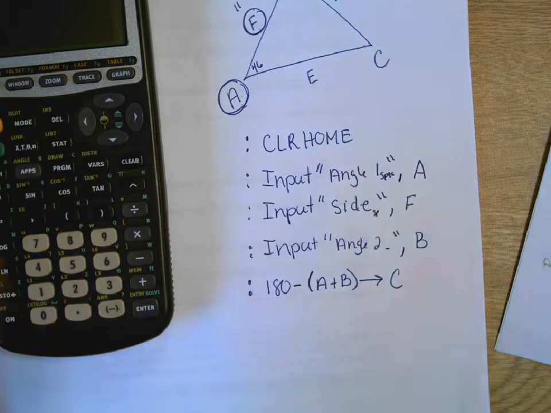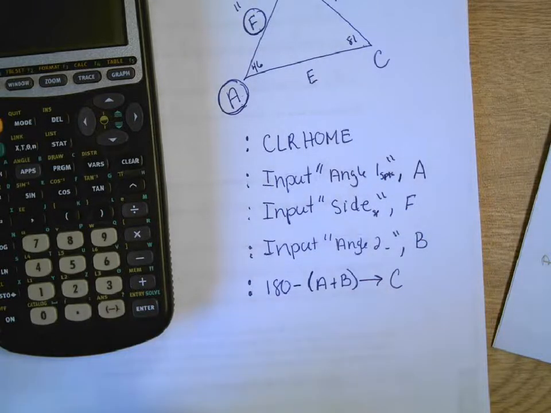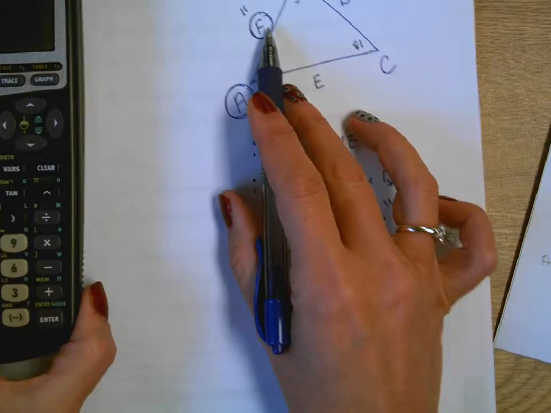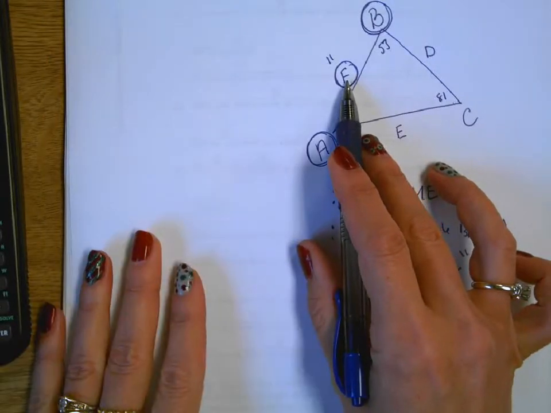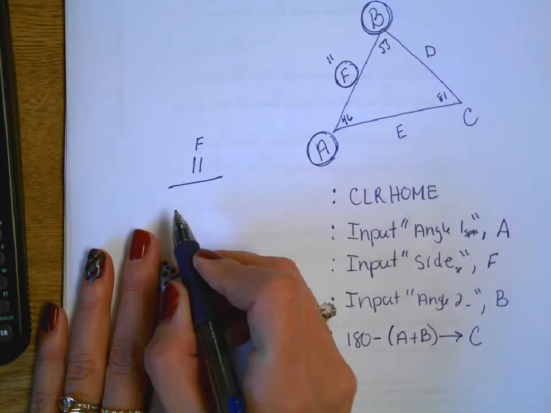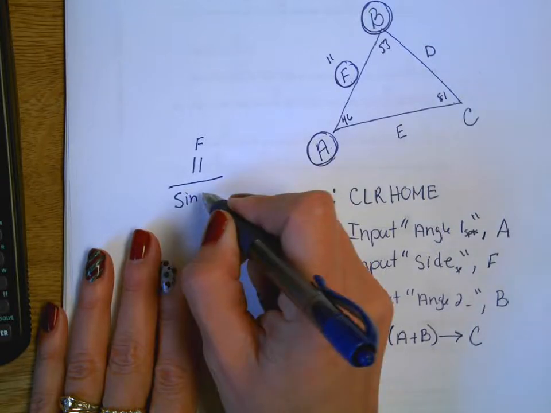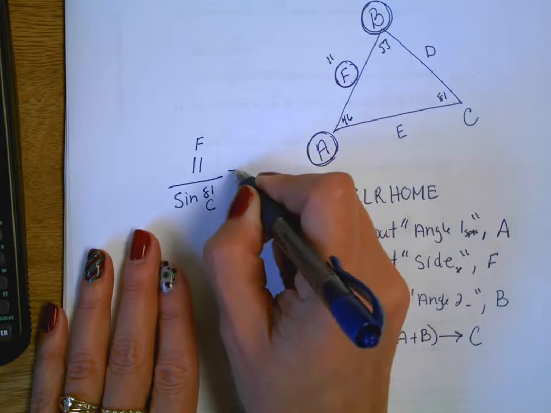All right, let's just see what it should be here. I'll put a number in there. 180 minus 46 minus 53. So right now it has 81 stored here. What would you do next to find one of the sides? Well, you would set up proportions. What proportions would I set up? F and C. So I'm going to do it off to the side here. It would be 11, which is F, over what? Sine of 81, which is C. What would I set that equal to?